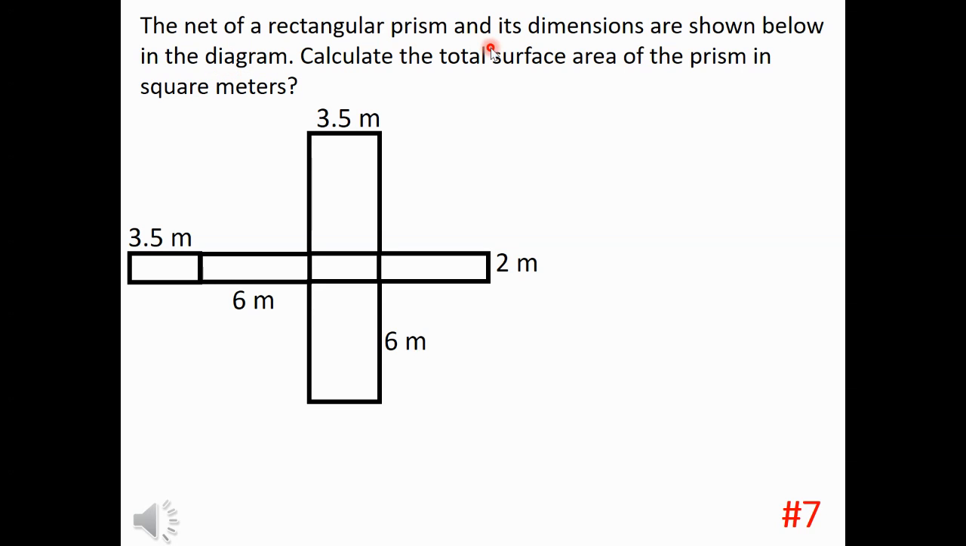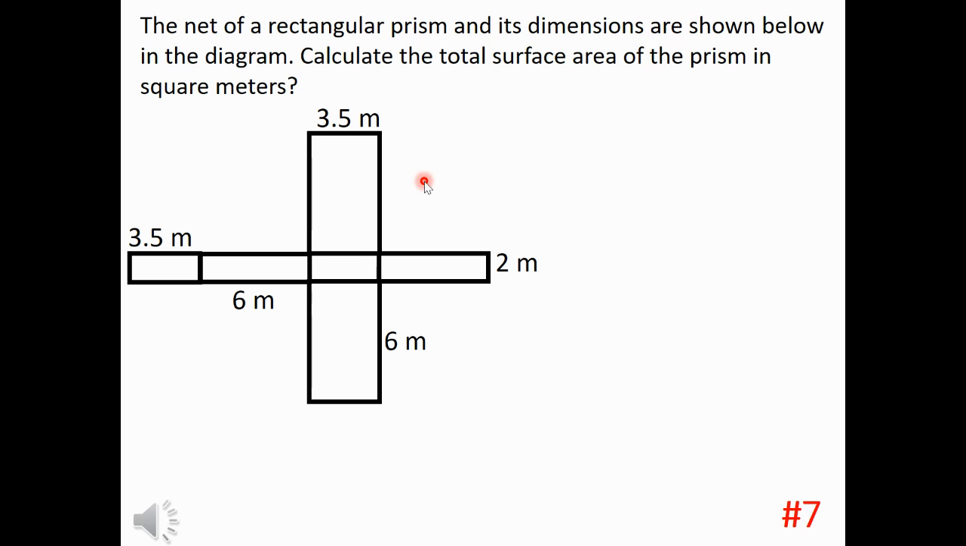The net of a rectangular prism and its dimensions are shown below in the diagram. Calculate the total surface area of the prism in square meters. So this is very similar to the composite figures that we've looked at. We can see this funny looking shape that can be broken down into a bunch of different rectangles, right?